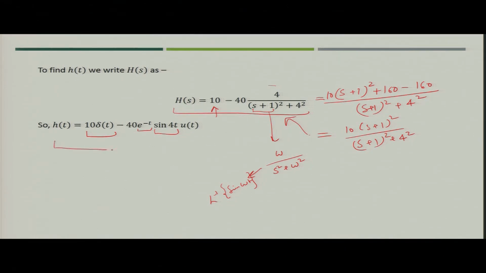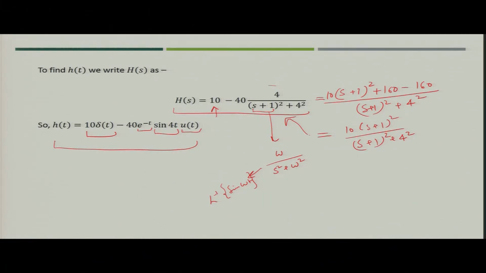So, finally, what you get is the transfer function H(s) in this form, and then h(t), the time domain value of H(s), which is nothing but the impulse response of the transfer function. That is, 10 delta t minus 40 e to the power minus t sin 4t, multiplied with the unit step function to say that this is applicable for time t greater than 0. So, this would be nothing but the unit impulse response of the circuit.